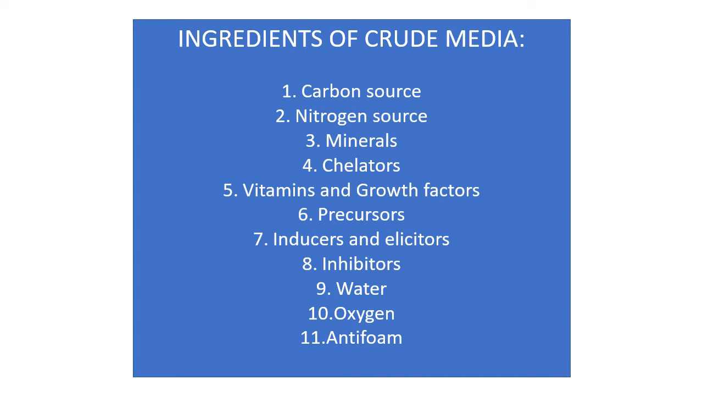If you are designing the production of a particular desired product on a large scale industrial process, then something you need to design is the fermentation media. So what are the parts that you need to consider? These are the ingredients. First is carbon source, then nitrogen, minerals, chelators, vitamins and growth factors, precursors if required, then inducers, elicitors, inhibitors, then oxygen, water and antifoam. Not necessarily that every ingredient will be required for your fermentation process, but you need to take them into consideration.